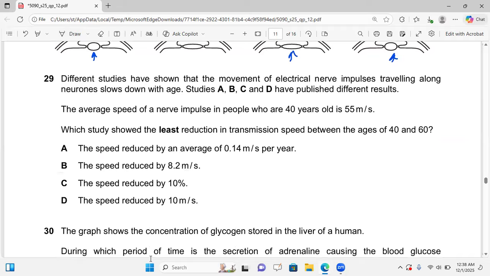After that, for question 29, he is saying different studies have shown that the movement of electrical nerve impulses traveling along the neurons slows down with age. A, B, C, D have published results. The average speed of the nerve impulse in people 40 to 50 years old is 55 meters per second. Which study showed the least reduction in transmission speed between the ages of 40 and 60? The speed is reduced at an average of 0.14 meters per second per year. Okay, it is almost reasonable. The other options reduce by 10 meters per second, so this is approximately true.